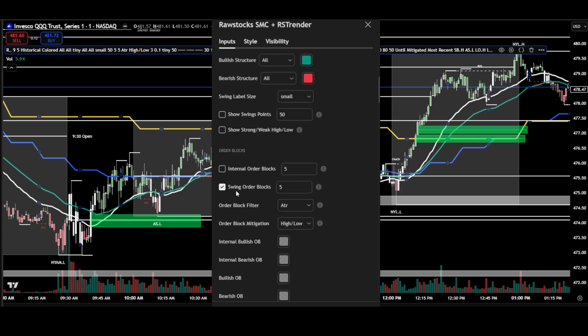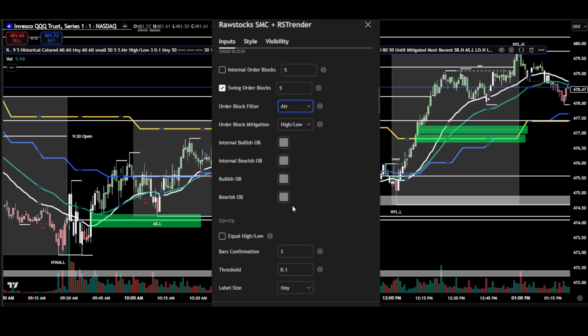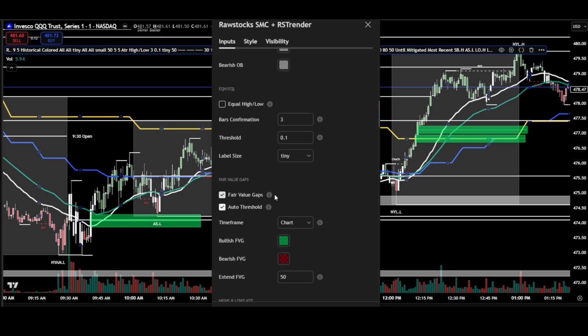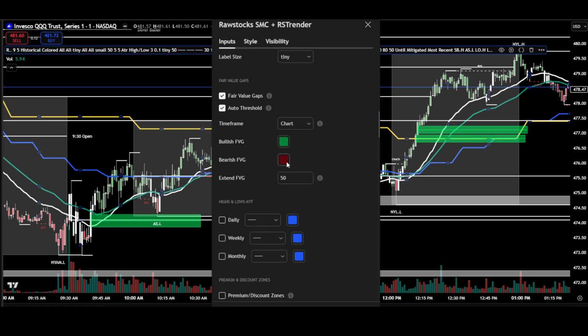For order blocks, I'm going to have the swing order blocks showing the 5 most recent, with the ATR turned on instead of cumulative mean range. High, low, and my order blocks are all gray. I have the equal highs and equal lows turned off. I have the fair value gaps turned on with auto threshold set to the chart time frame. Bullish fair value gaps are green, and bearish fair value gaps are red, extending out 50 candles.